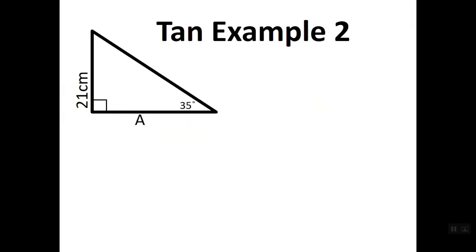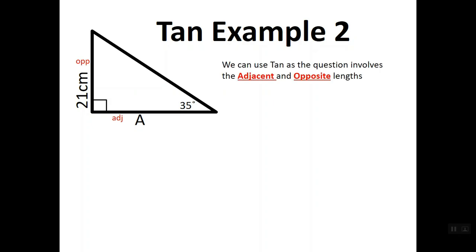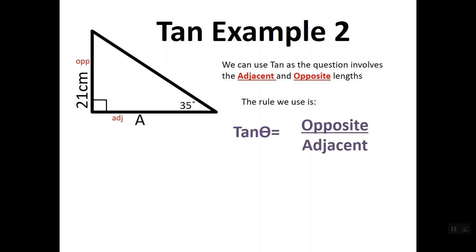Now let's look at our final example. Remember, first step is to label our sides. So that 21 centimeter represents our opposite side. A, that's our adjacent there. Okay, so we can use tan as the question involves adjacent and opposite lengths, and it's good practice to keep writing our formula. So our rule, tan theta is equal to opposite over adjacent.